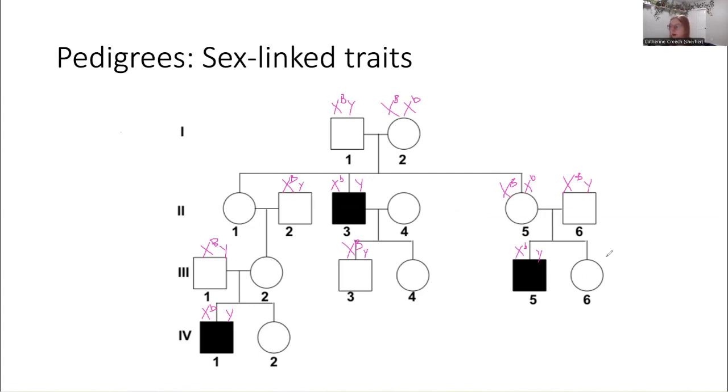When we look at the daughter, individual 6 in generation 3, this daughter is going to get 2 X chromosomes, one from dad, one from mom. Dad is going to give this daughter his dominant allele. So she is not colorblind, but mom could be donating either or. So it could be big B or it could be little b. We don't know, and we won't know until this person reproduces.